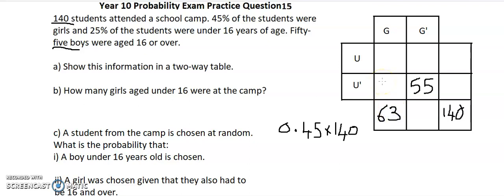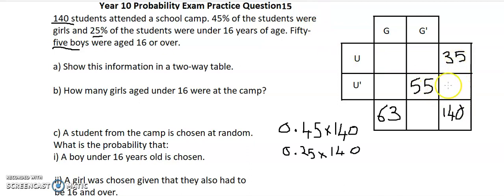The next calculation that I need to do is says 25% of students were under 16, which means I'm going 0.25 times 140, and that gives me 35. Now I've got these amounts, I can just finish it off and work everything out.